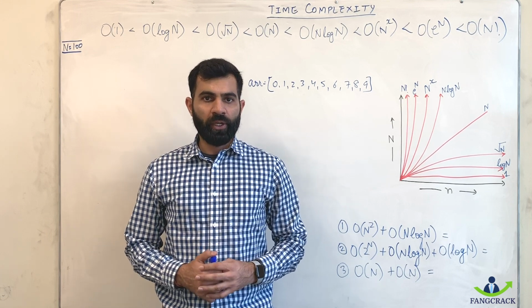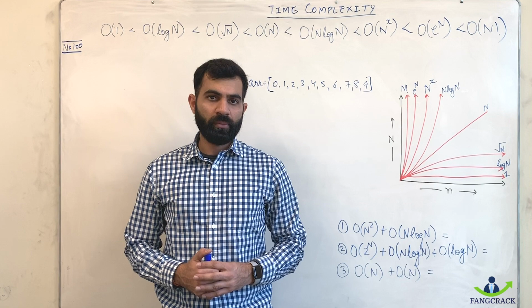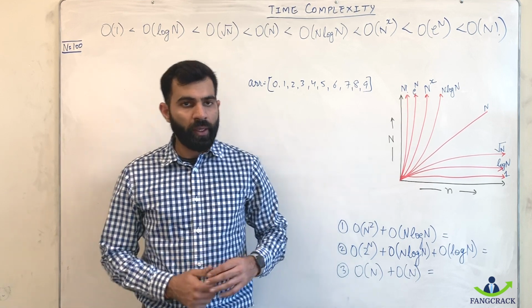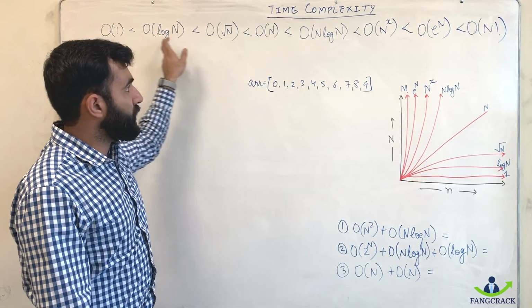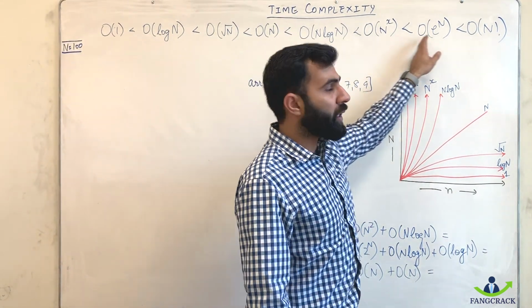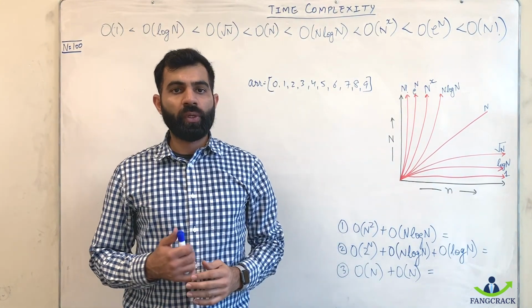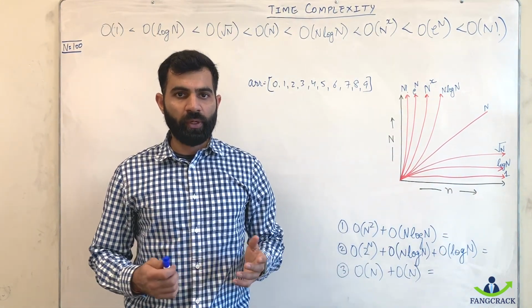Time complexities are denoted in terms of big O notation, and they're always computed for the worst case scenario for every program. Here are some of the basic time complexities that are commonly used in programs. We will talk about each one of them soon. But let's first see how you compute the time complexity of a given program.